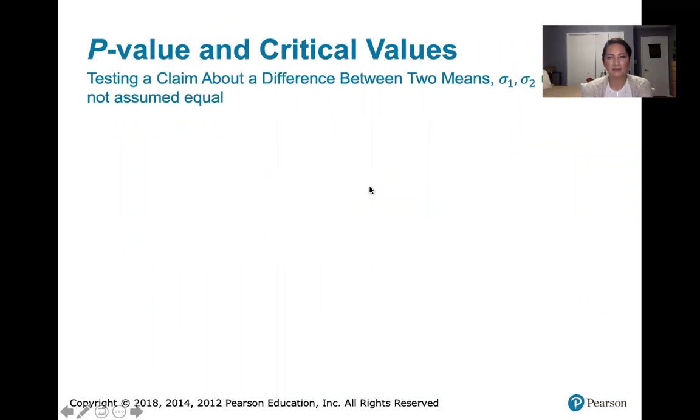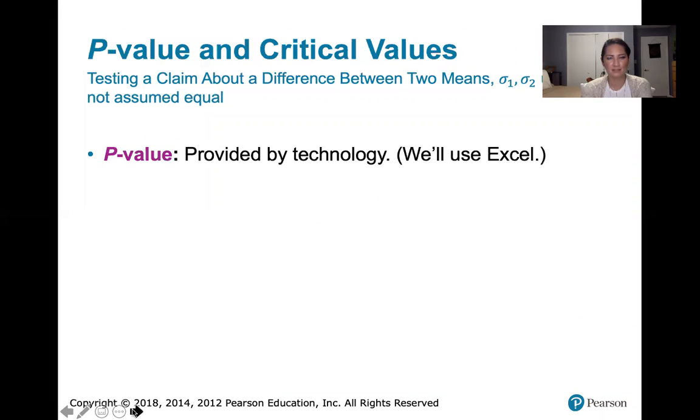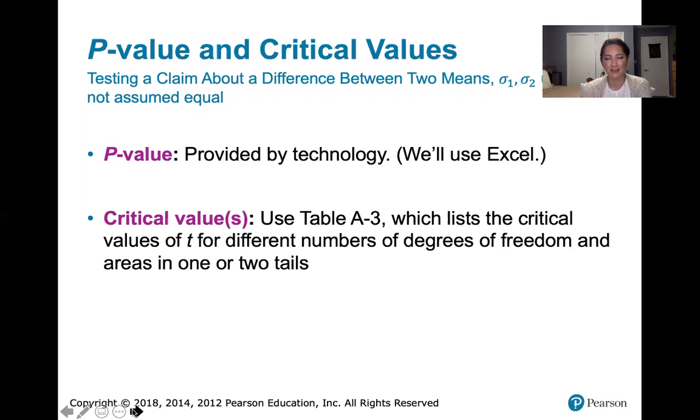Now, when we're computing p-values and critical values, it's just like we talked about before. We're going to use technology for p-values, and the critical values can be found using table A3 in the Triola formulas and tables. That table lists critical values of t for different numbers of degrees of freedom, and also for area in one tail or area in two tails for commonly used areas, like an area of 0.01 in one tail or two tails, or 0.5 or 0.05 or 0.10 or something like that.